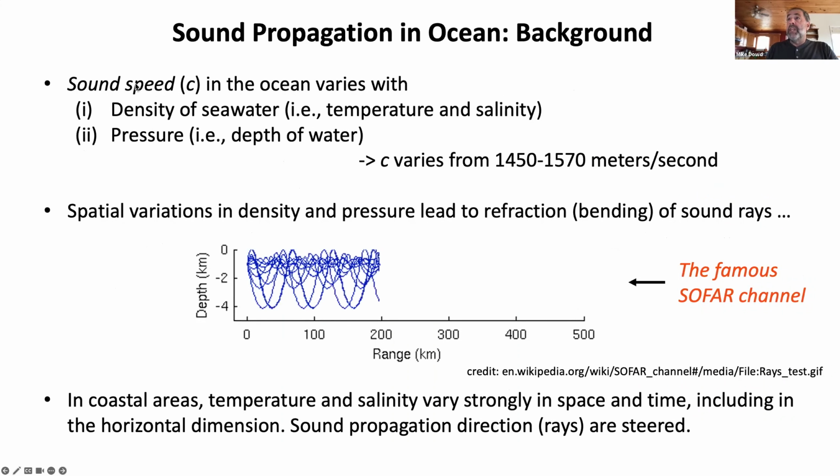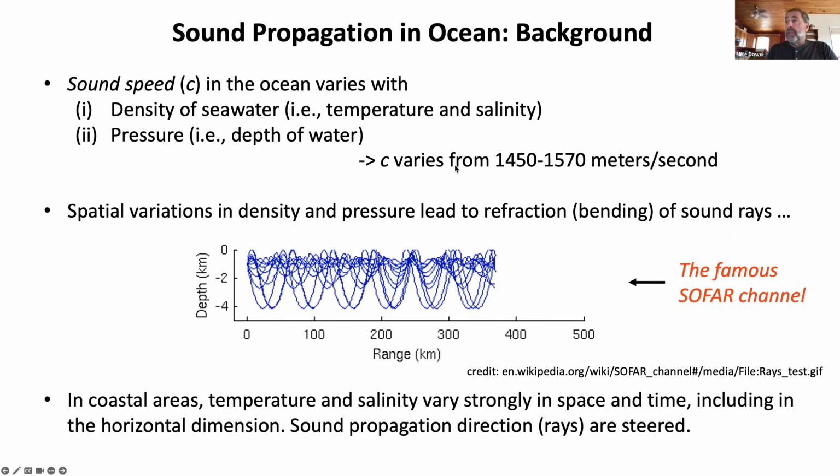What else? Sound speed, as everybody probably knows, varies in the ocean with essentially the density of seawater. This means the temperature and salinity, which can vary a lot in the coastal regions that we're concerned with. It also varies with the pressure of the water.